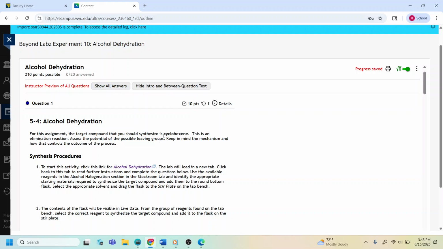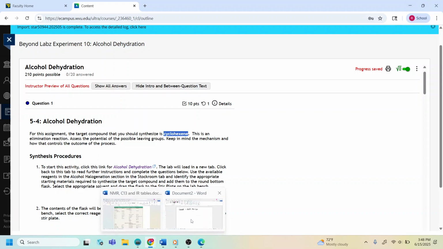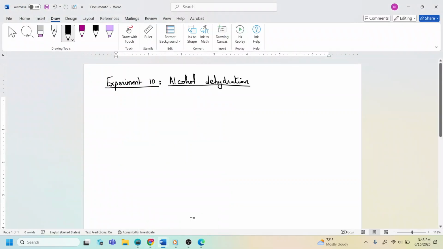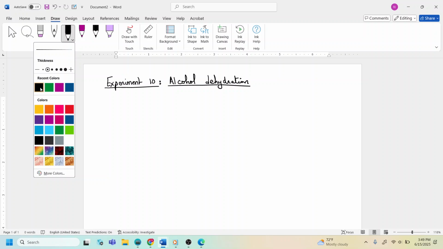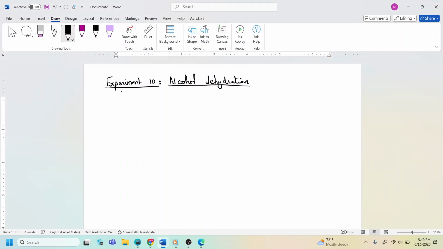In experiment number 10, we are synthesizing cyclohexene. This is an alkene, and we are starting with an alcohol. So the alcohol will lose water, and you will get an alkene. So by looking at the alcohol dehydration reaction, let's look at the mechanism of a reaction.